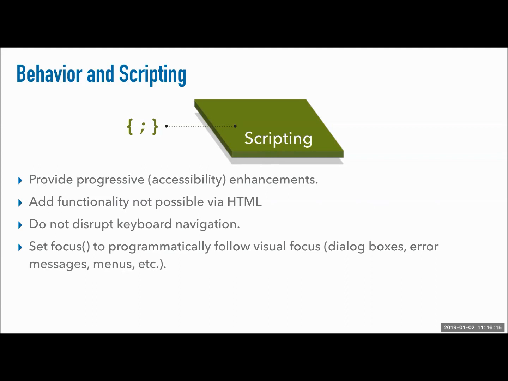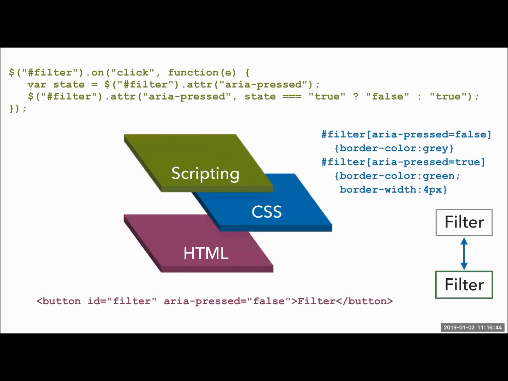We can use scripting to enhance that interactivity by setting focus so it programmatically follows visual focus for things like dialog boxes, error messages, and menus. When they open, we set focus. When they go away or are dismissed, we set focus back to something else that's logical within the page. Those types of things are excellent accessibility enhancements that can occur via behavior and scripting. But we want to start with our HTML, add CSS to enhance that and make it look sexy, and scripting to make it smarter and more performant, enhance that behavior and make it even more accessible.